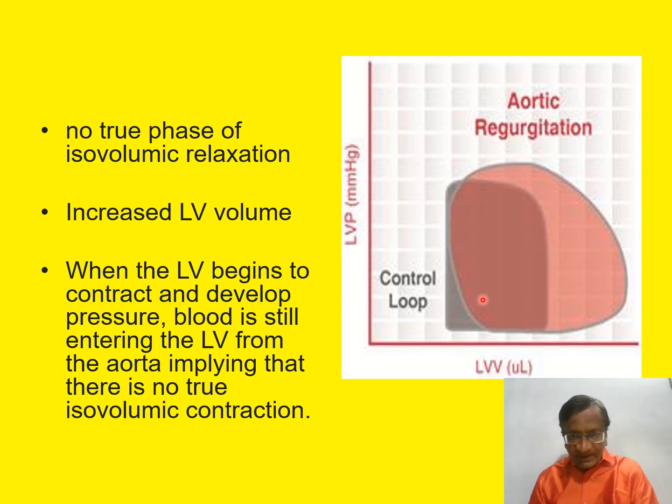There is no proper isovolumetric contraction because the aorta is leaking and the compliance goes, the volume goes like this here. LV begins to contract, but blood is still entering the LV. So there is no true isovolumetric phase. So the LV volume is very high here. So this is aortic regurgitation.